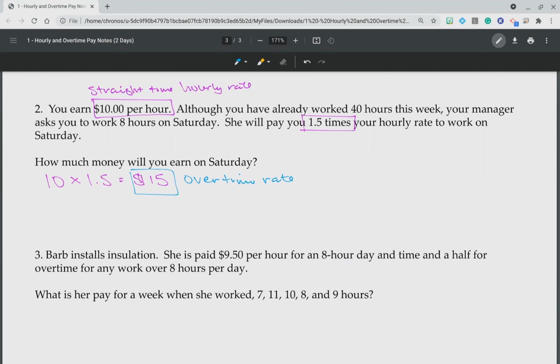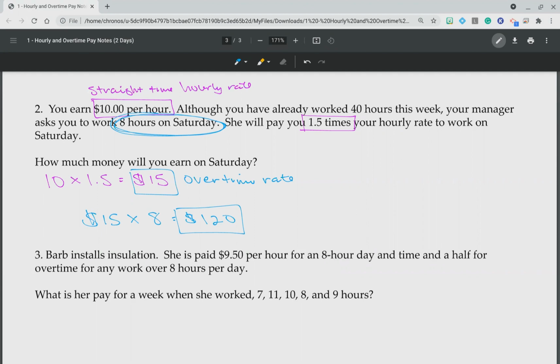So now to figure out how much you earned on Saturday, we only take the hours that you worked on Saturday to consider in your overtime. So you're going to take the $15, that's your overtime rate, and multiply it by the 8 hours of overtime that you worked. So for just working on Saturday, you made $120.